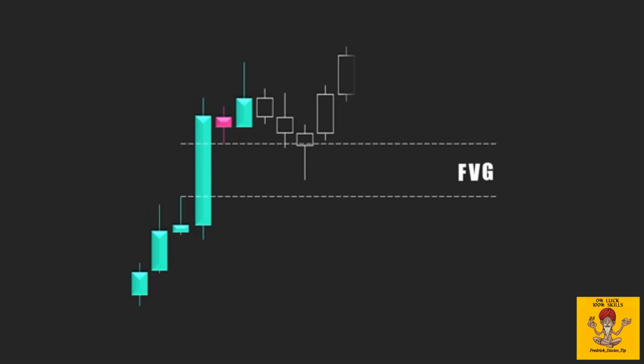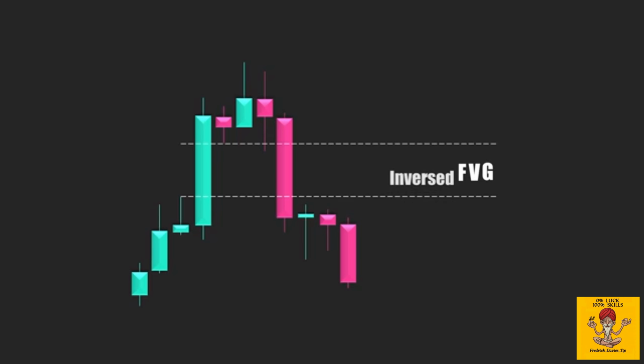When price revisits these gaps, there's typically a higher likelihood of rejection as the market reacts to these areas. But what happens if the price fails to reject these zones and breaks through instead? This creates what's called an inversed fair value gap. An inversed fair value gap occurs when the market neglects the original FVG, breaking through it instead of respecting it.